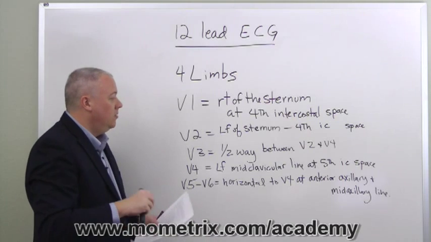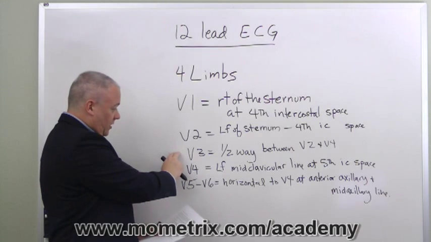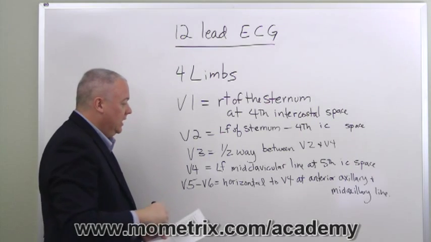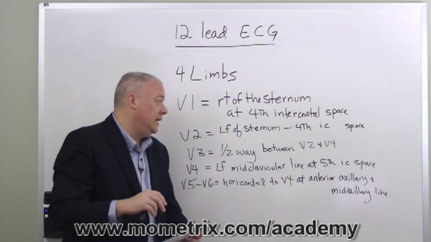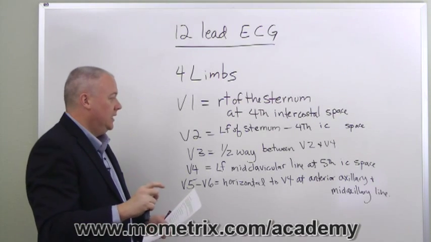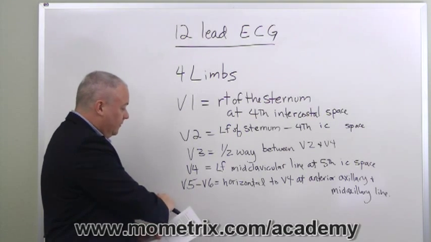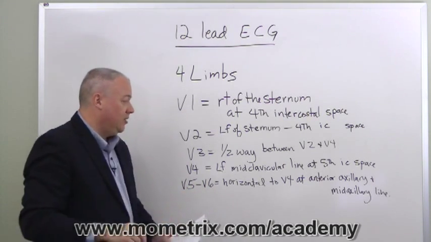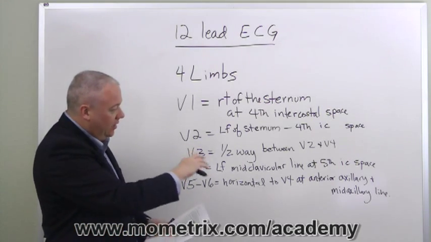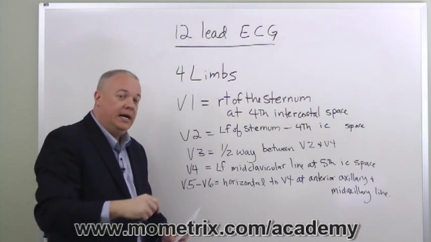At V3 you go halfway between V2 and V4. So let's find out where V4 goes so that we'll know where that midway point between the two is. V4 is left of the midclavicular line at the 5th intercostal space. So if you get that correct, the midclavicular line at the 5th intercostal space, then V3 will go midway between V2 and V4. V5 and V6 are both placed horizontally to V4, and they go out to the anterior axillary and mid-axillary line as you work your way out.